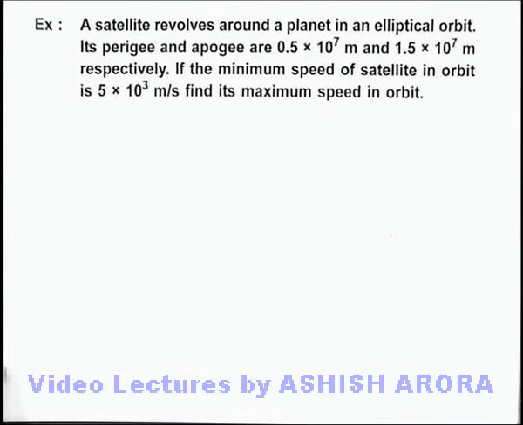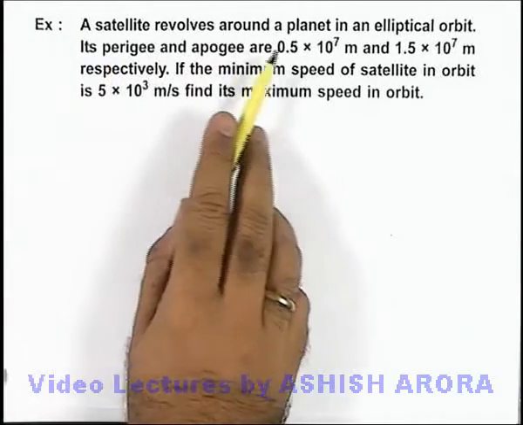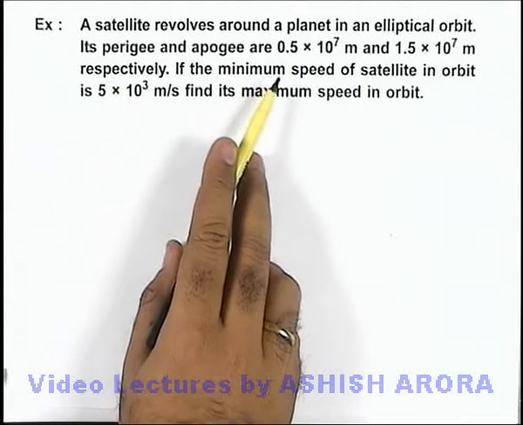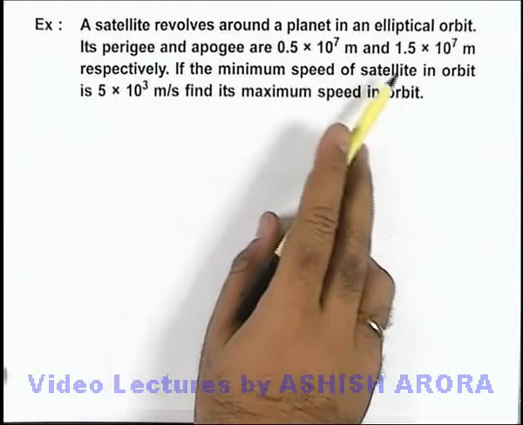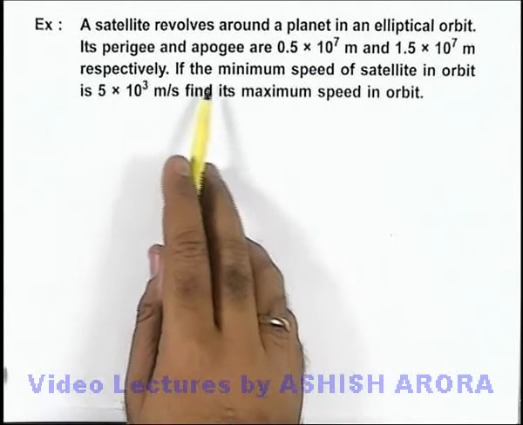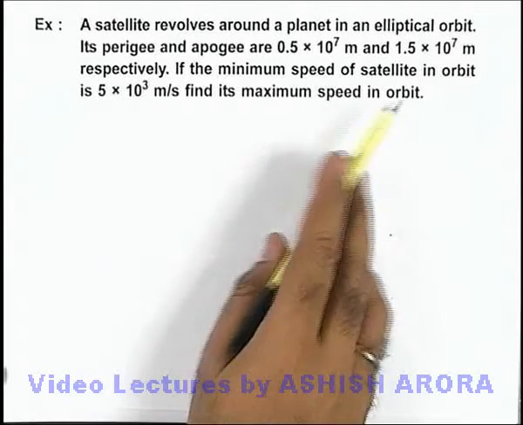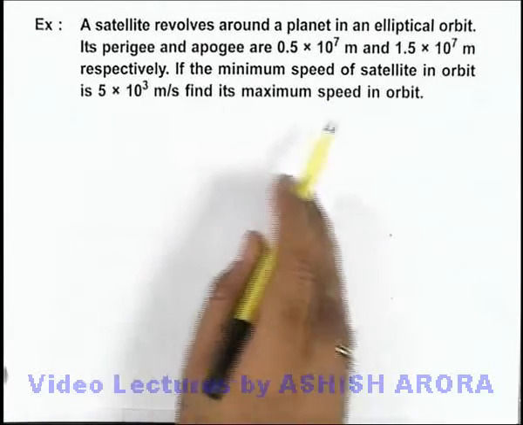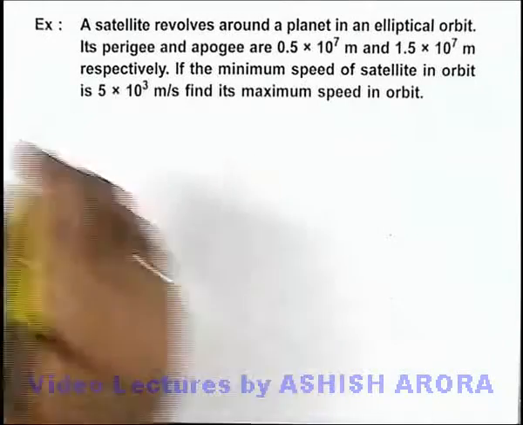This example says that a satellite revolves around a planet in an elliptical orbit and its perigee and apogee are 0.5 × 10^7 meters and 1.5 × 10^7 meters. It is also saying that the minimum speed of the satellite in orbit is 5 × 10^3 meters per second. We are required to find the maximum speed in the orbit.